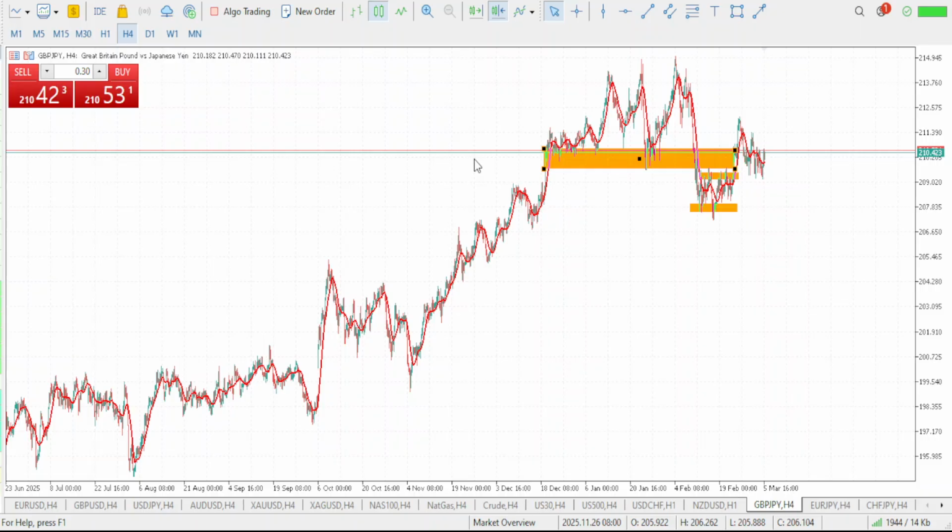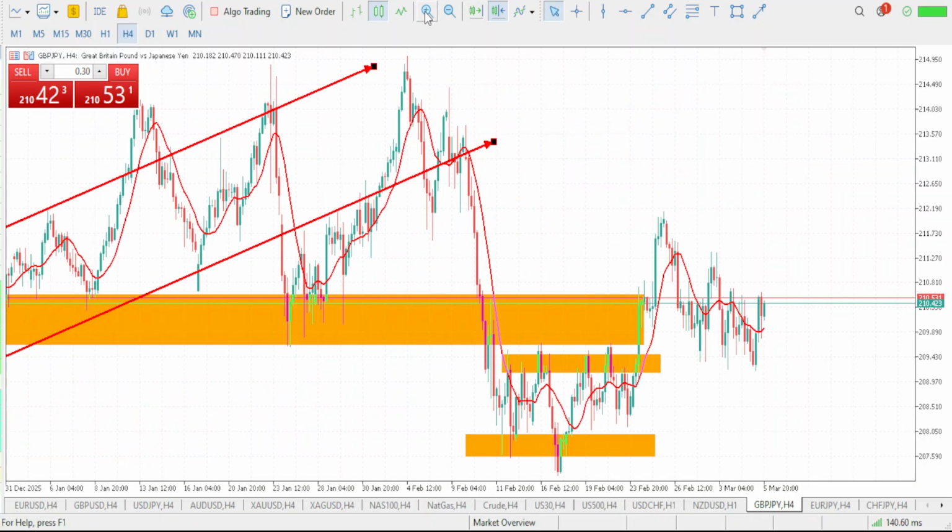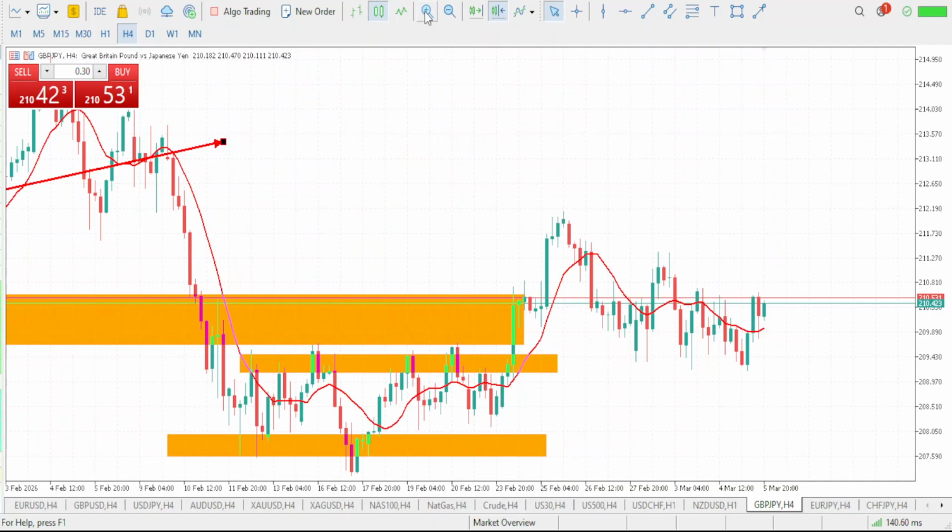Now, we will start with our main trend. Before we take a trade, we need to know what the trend is. And as you can see on our GBPJPY, we are in an uptrend move. It is very clear that the market is trending to the upside. This is a very much bullish move, and that is exactly what the market is giving us.